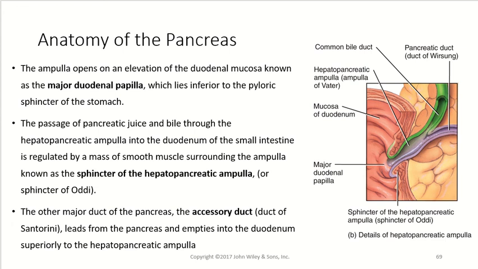The accessory duct, also called the duct of Santorini, which I think is kind of a fun name, is going to lead from the pancreas and it's going to empty into the duodenum superiorly to our hepatopancreatic ampulla.